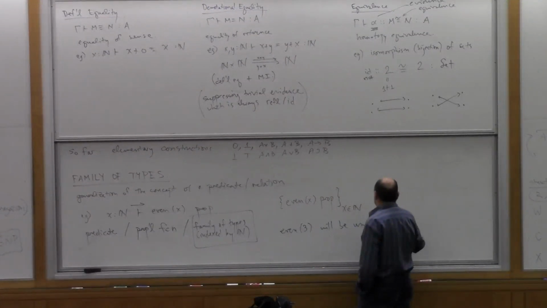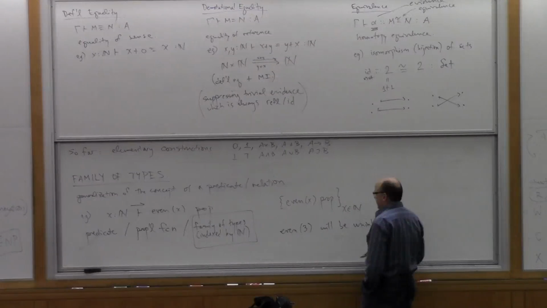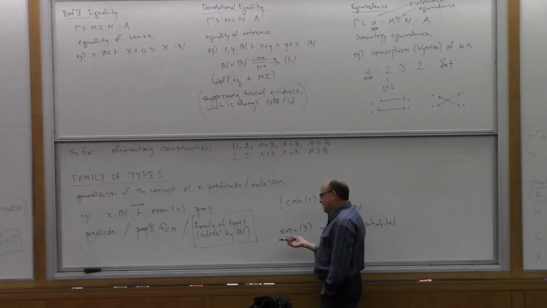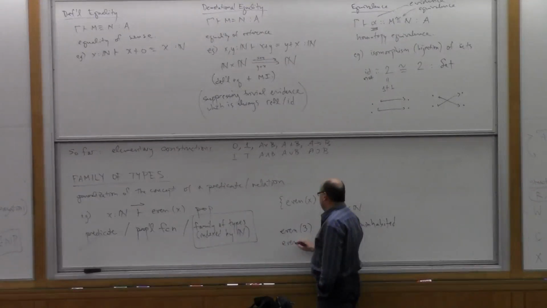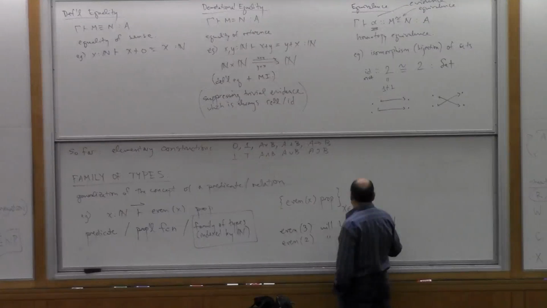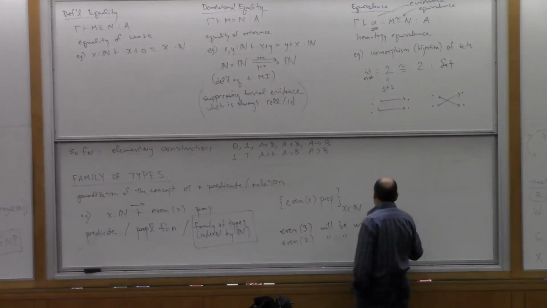That's what we're going to say. You won't be able to find a term of that type, assuming I gave a definition of even. I didn't actually do this so far. I'm roughing out the general plan. Even of 2 will be inhabited. That will be an example.